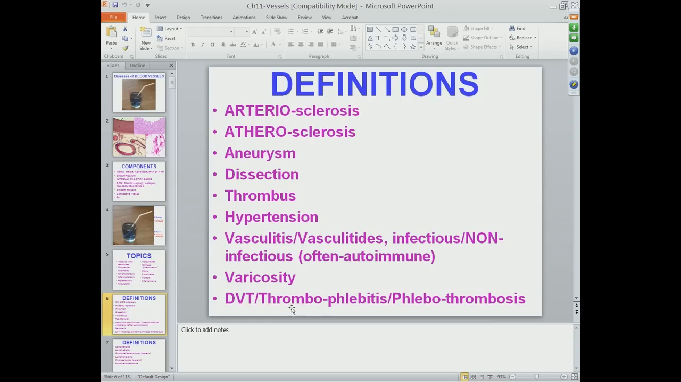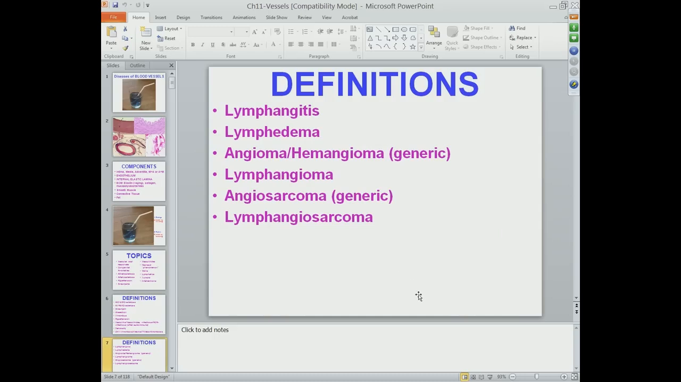And of course, in this case, phleb means vein, so we're talking about thrombosed veins rather than thrombosed arteries. If they're deep, we call it DVT. Couple more definitions. Lymphangitis is technically inflammatory changes associated with lymphatic vessels. Usually this is limited to inflammatory cells within these extremely thin-walled vessels.